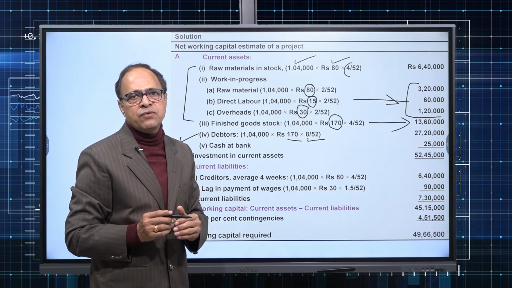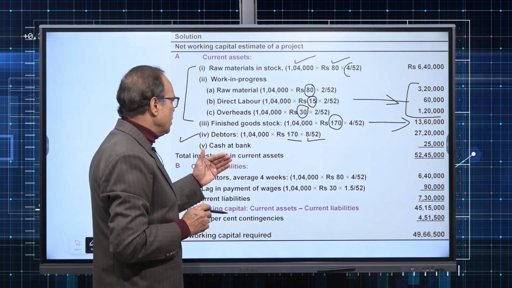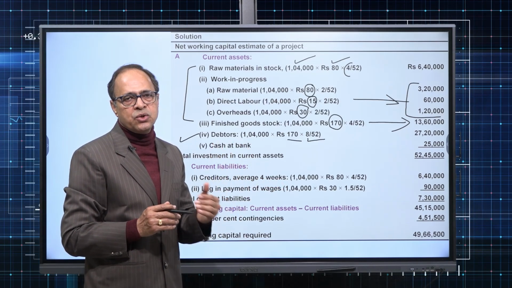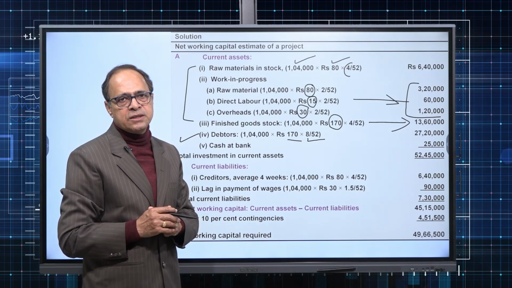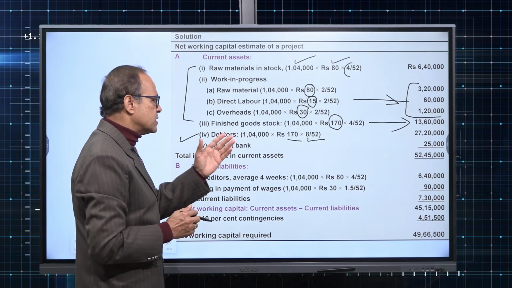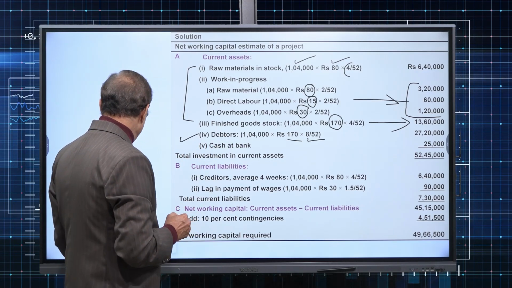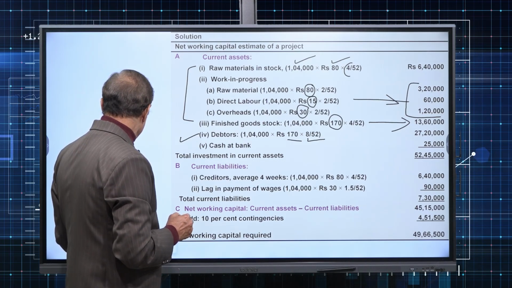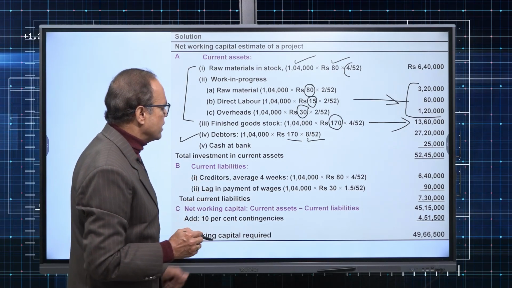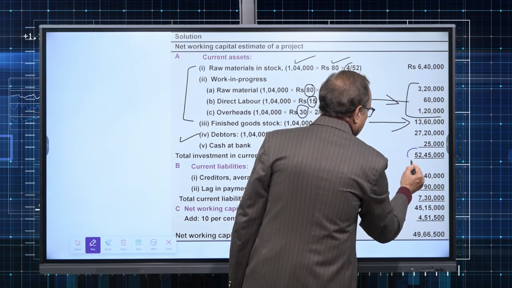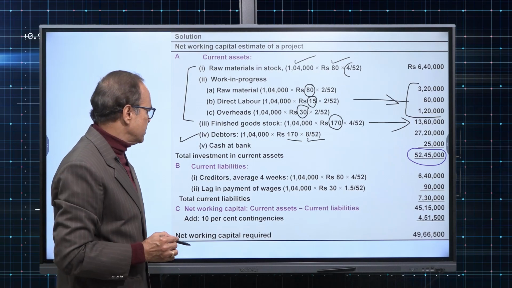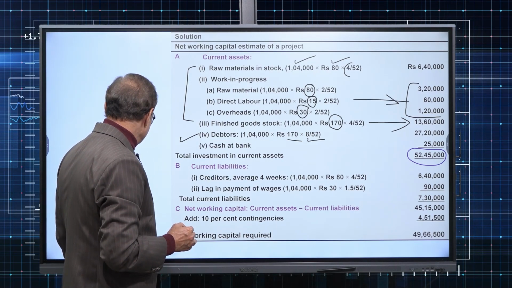Now one more thing you can see, we have taken default consideration. We have assumed all the production gets sold out, number one. Number two, all the sales is on credit. So that is the default consideration. So that is our investment in debtors. Cash bank balance was given 25,000. It means if we sum up the total level of inventory, as well as debtors and cash bank balance, we get total current assets 52,45,000. Then we estimate current liabilities.